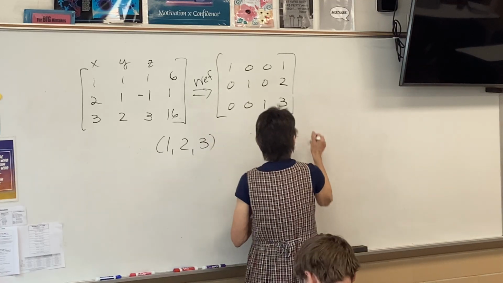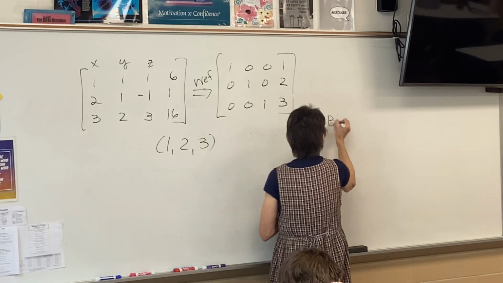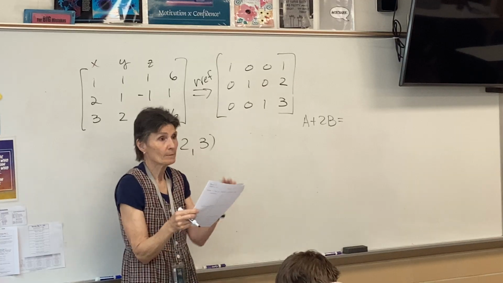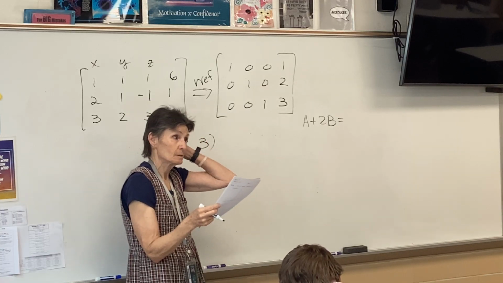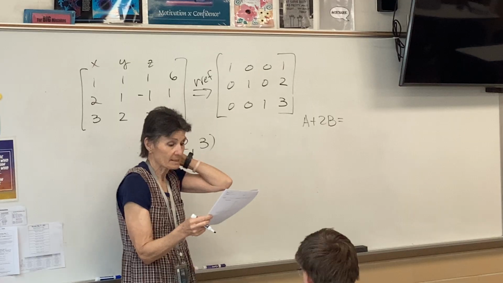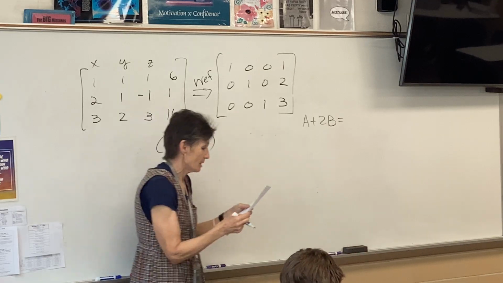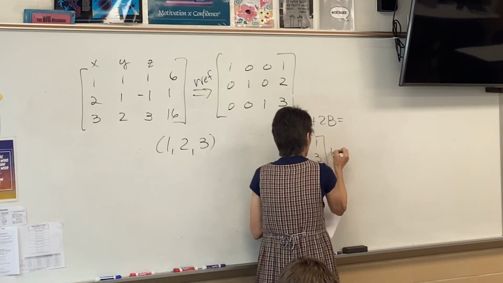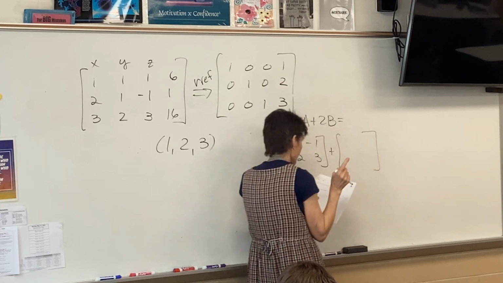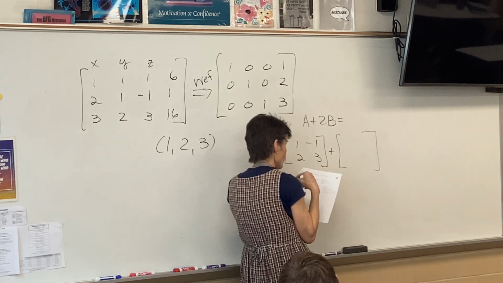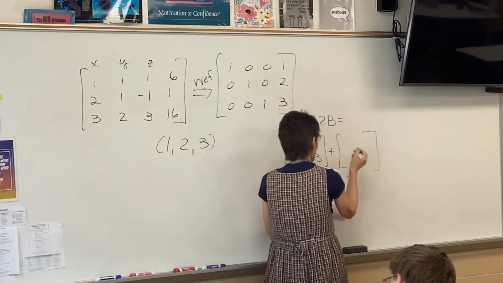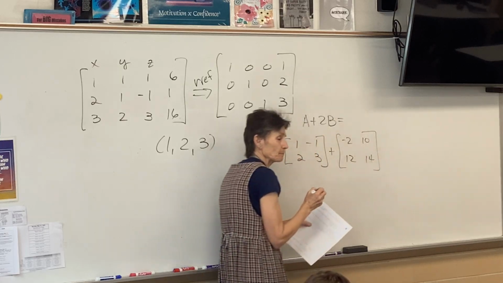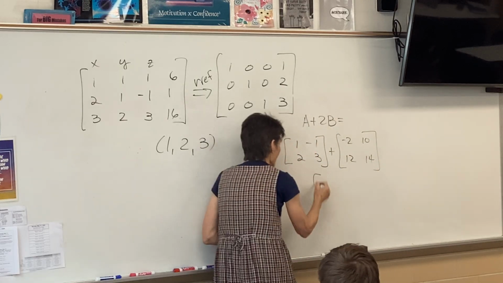A plus 2B. First of all, can we even do it? Yep, because A and B have the same dimensions. So we're gonna have our A. And then to get 2B, we just take 2 times all the numbers. So negative 2, 10, 12, and 14. And then we add them.